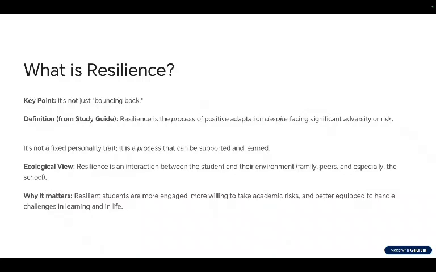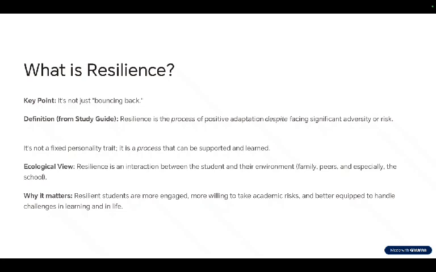What is resilience and why does it matter? So, to start, what do we actually mean by resilience? It's a word we hear a lot and it's often described as bouncing back, but our study guide encourages us to look deeper. Resilience is defined as the process of positive adaptation despite facing significant adversity or risk. The two key words there, process and adaptation. This tells us that resilience isn't a fixed personality trait that some students have and others don't. It's a dynamic process that can be supported and learned.